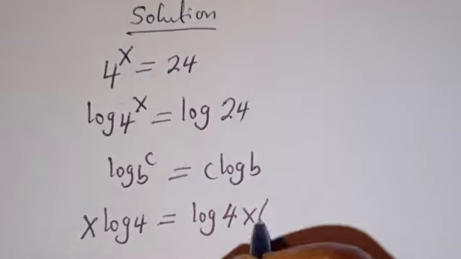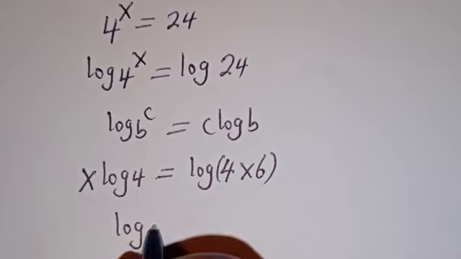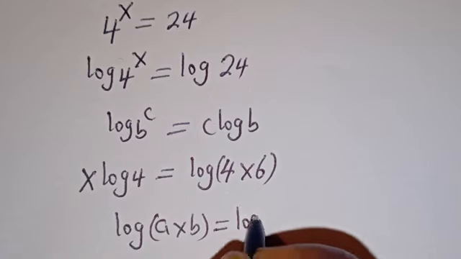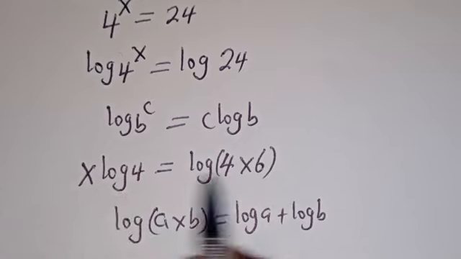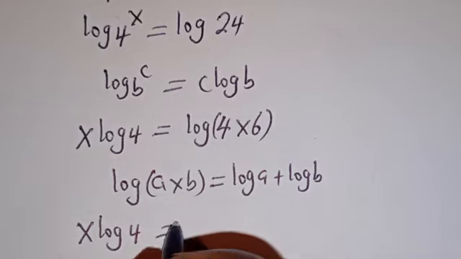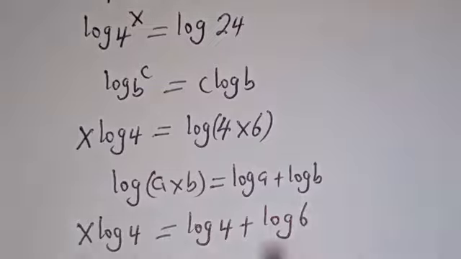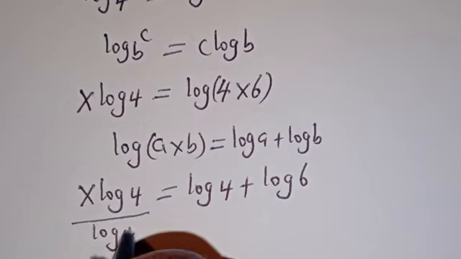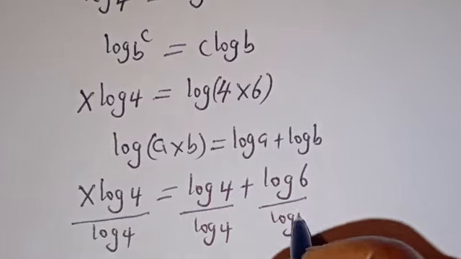4 multiplied by 6. Take note of this, that if you have log a multiplied by b, this is equal to log a plus log b. Then this can be written as x log 4 is equal to log 4 plus log 6. Let's divide all through by log 4. This divided by log 4 and this divided by log 4.